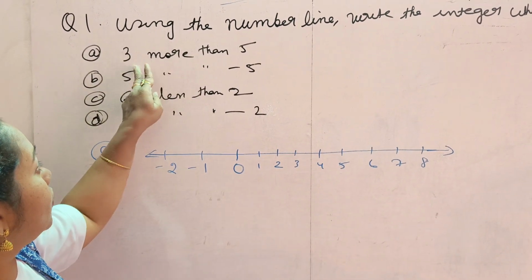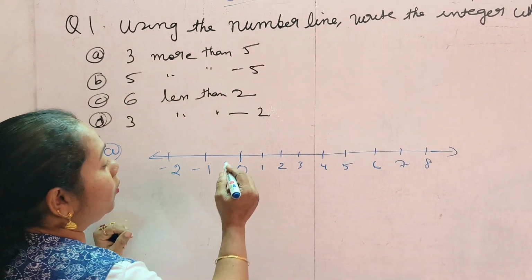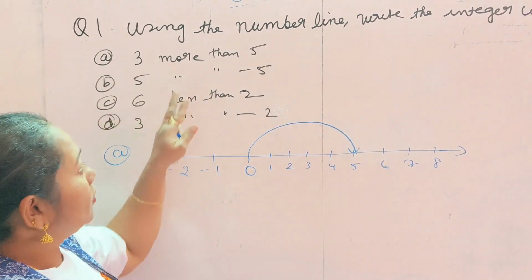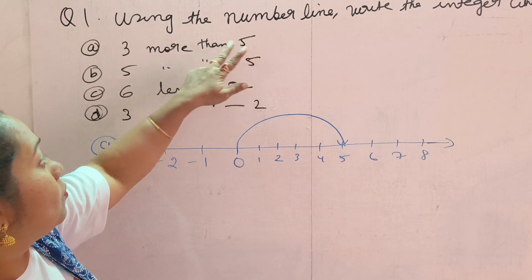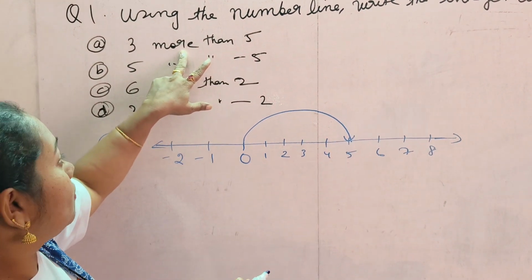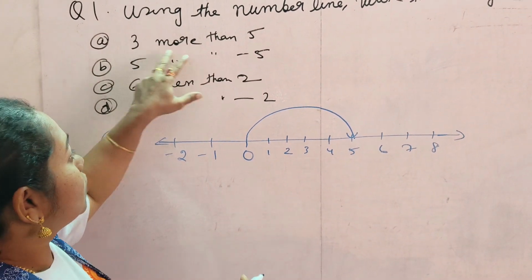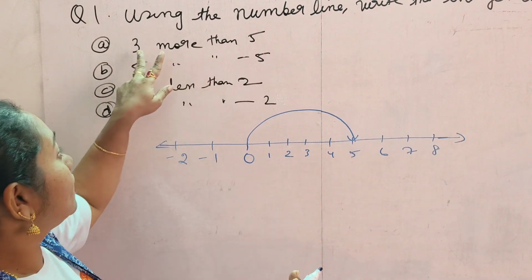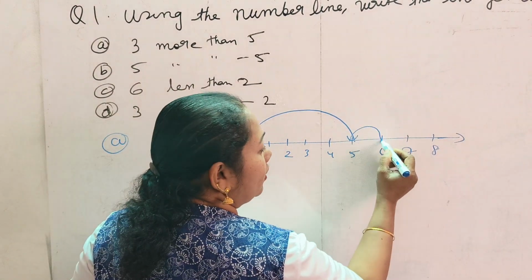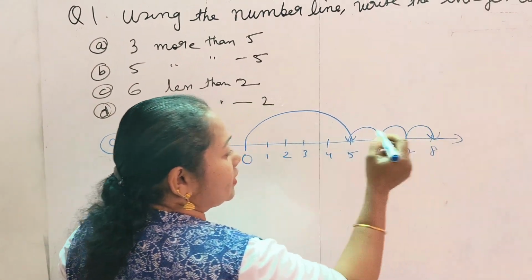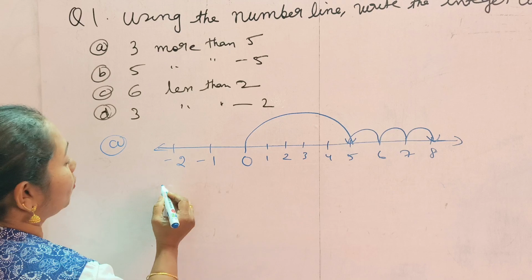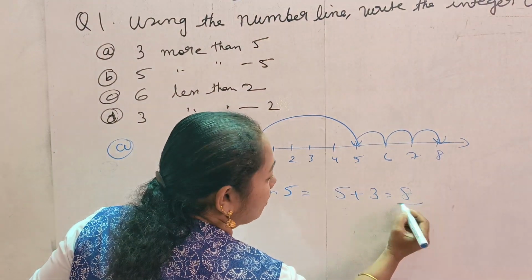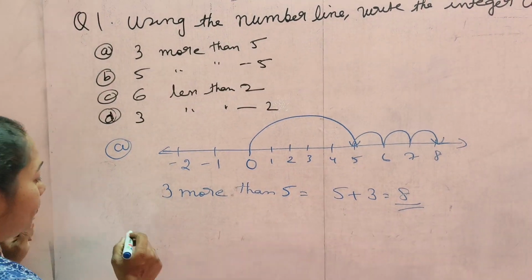So 3 more than 5. First we have to go from 0 to 5. Then more than means right side. How many numbers? 3 numbers. So from 0 to 5, then go towards right, 3 numbers. So 1, 2, 3. The answer is 8. So 3 more than 5 means 5 plus 3, that is 8. Okay, now next question.